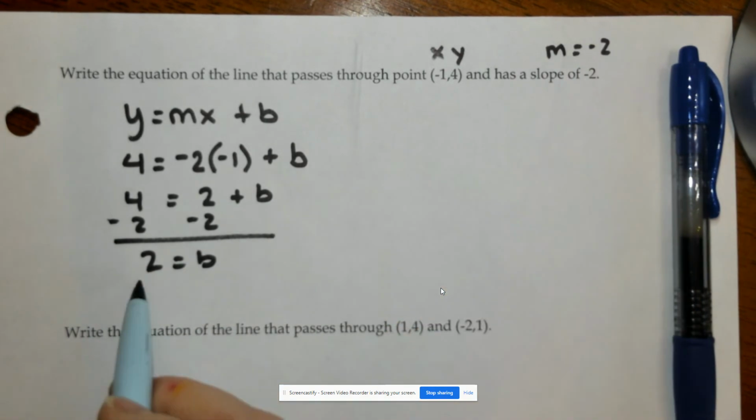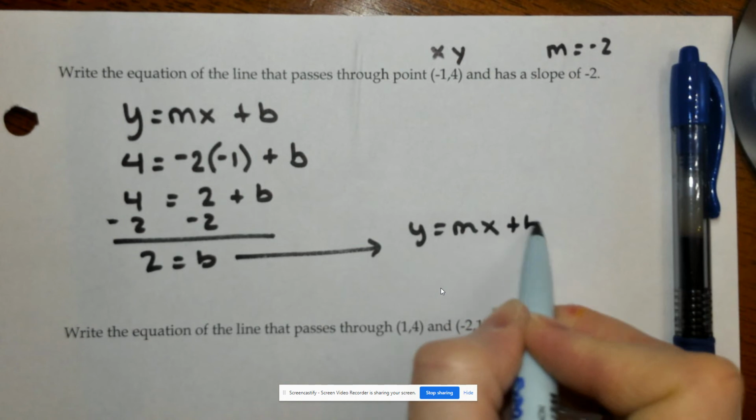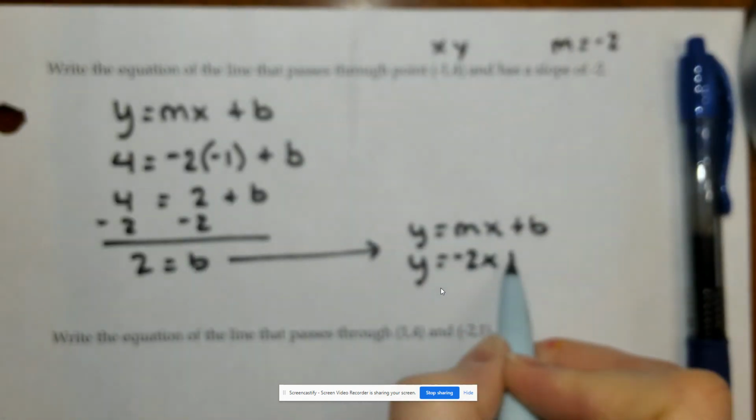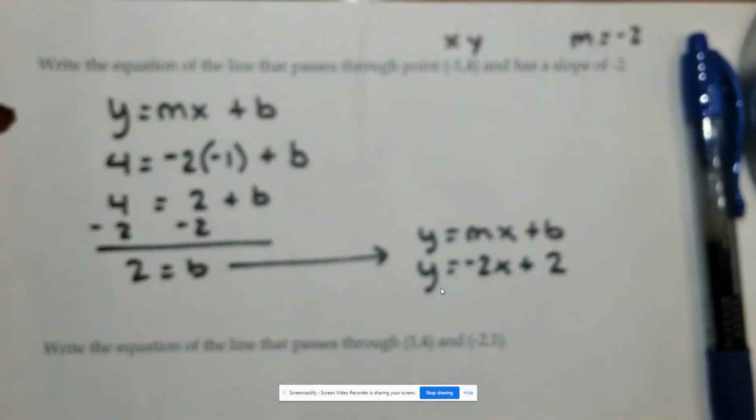I have everything I need. I have the slope and I have the y-intercept. So I'm going to say y = mx + b. y = , the slope is -2, and the b value we just found was +2.